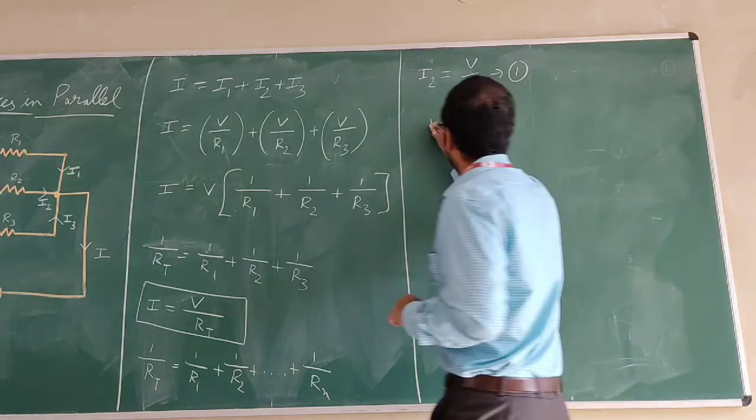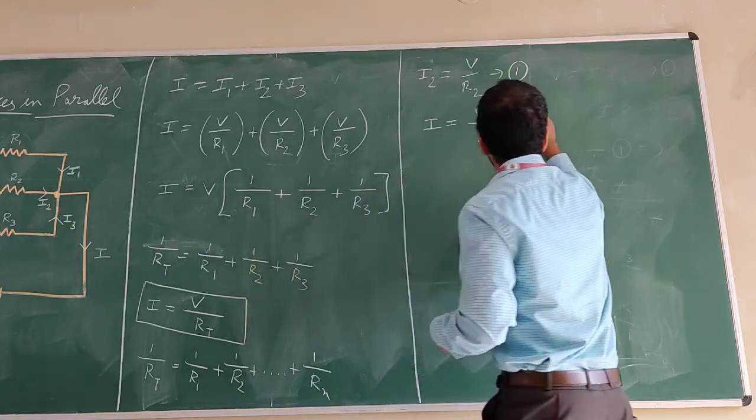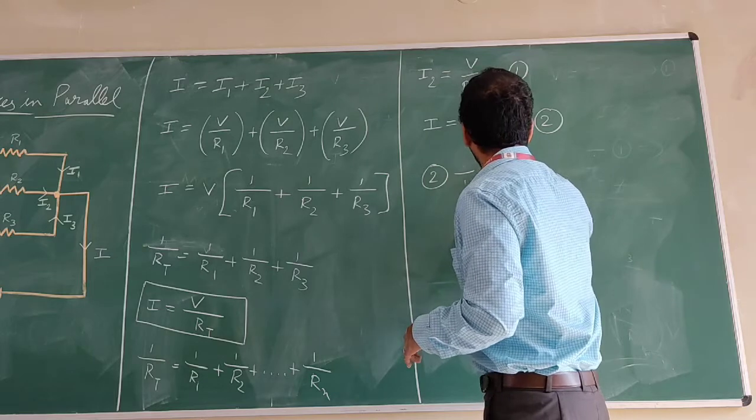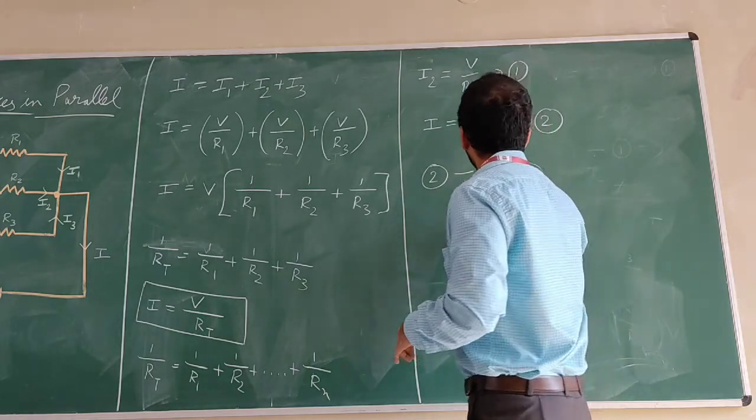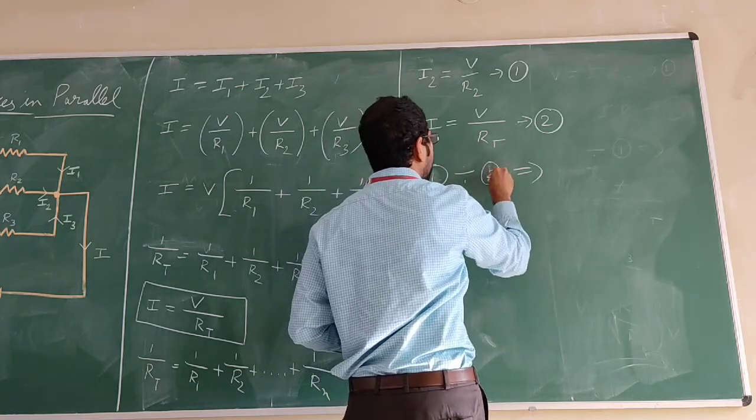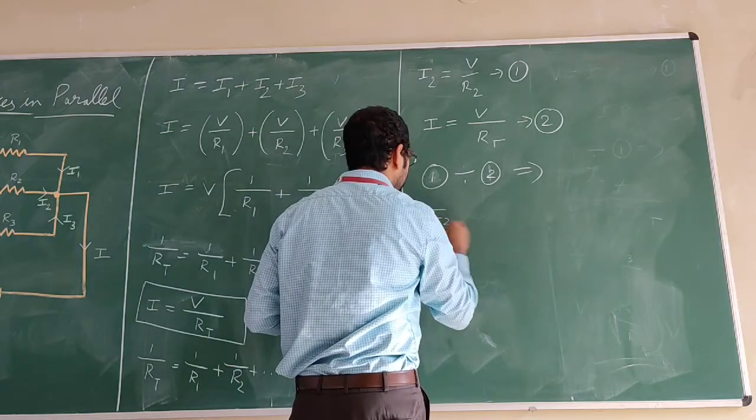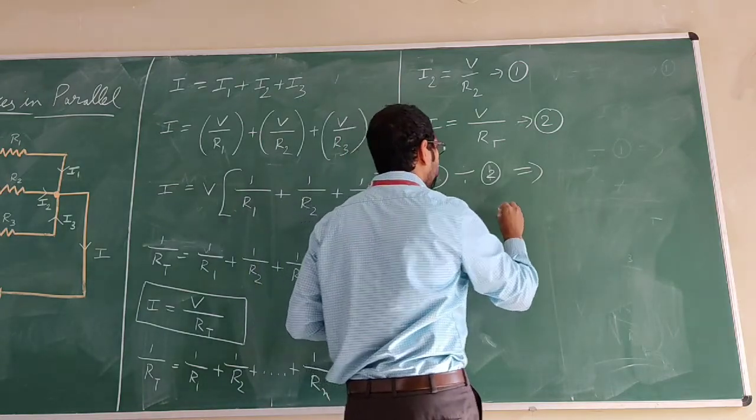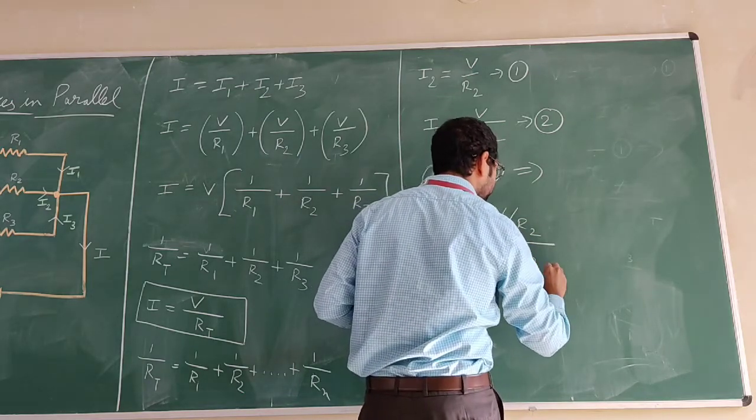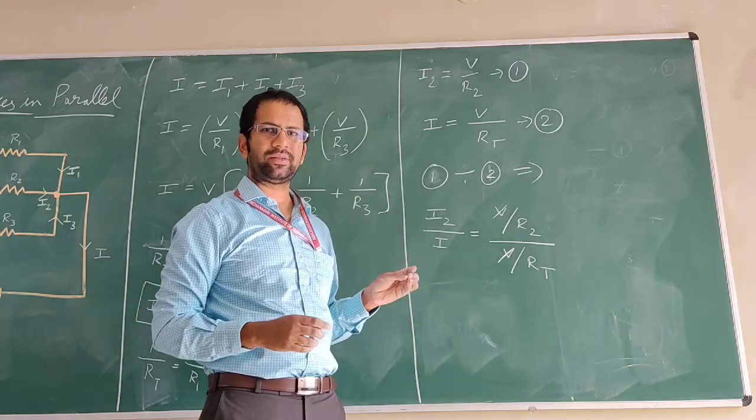Next, total current I is equal to V by RT. Let's take this as equation 2. Let's divide 2 by 1. Let's see what happens. Actually, it is 1 by 2. The previous one also was 1 by 2 only, not 2 by 1. So 1 by 2: I2 by I is equal to V by R2 divided by V by RT. V and V get cancelled.